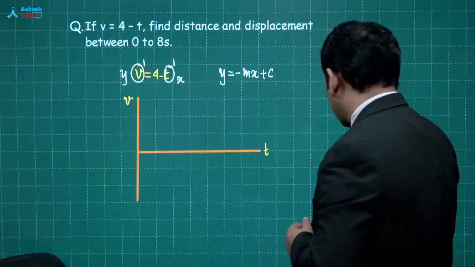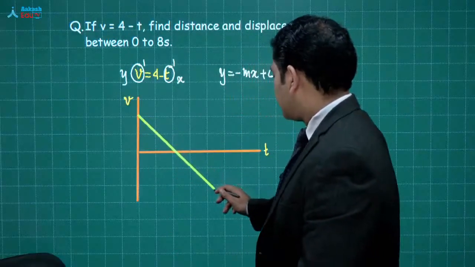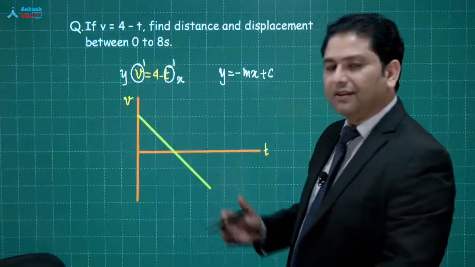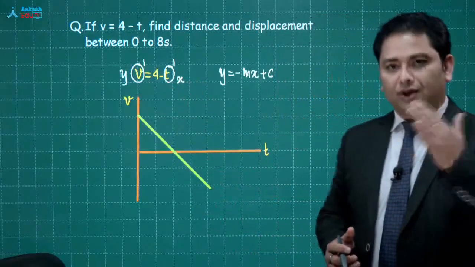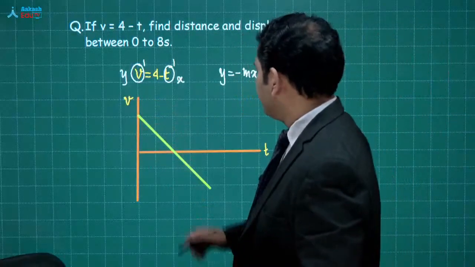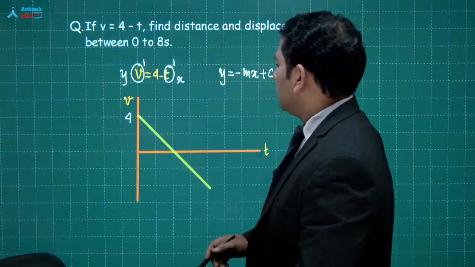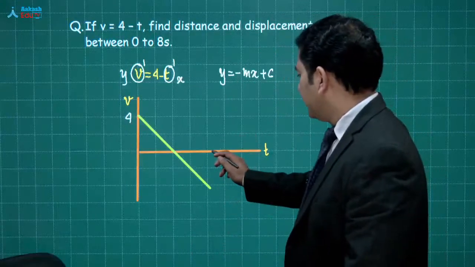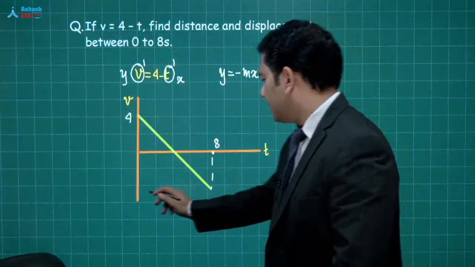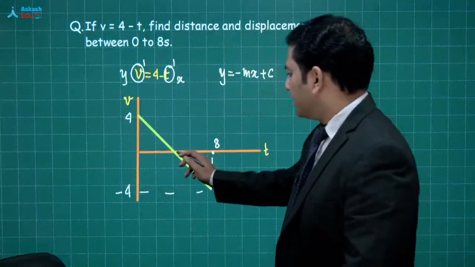तो इसका जो graph है कुछ ऐसा बनेगा. This is the sort of graph that I'll get. क्यों? Slope negative. That means गिरता हुआ graph, falling graph. Y-intercept positive. Now let's try to fill up the value. T equals to 0 पे velocity is 4 और t equals to 8 पे, let's see how much is the value of velocity. T को 8 रखूं, 4 minus 8, that is -4. Cool.